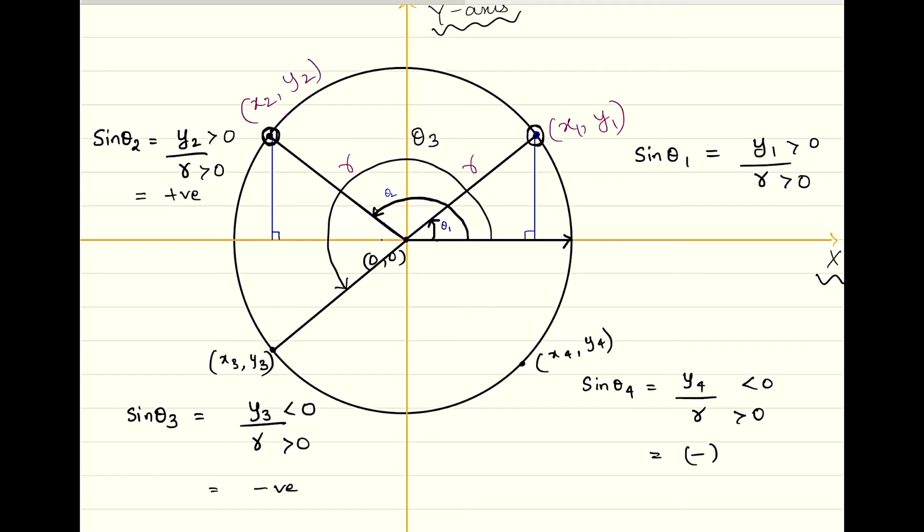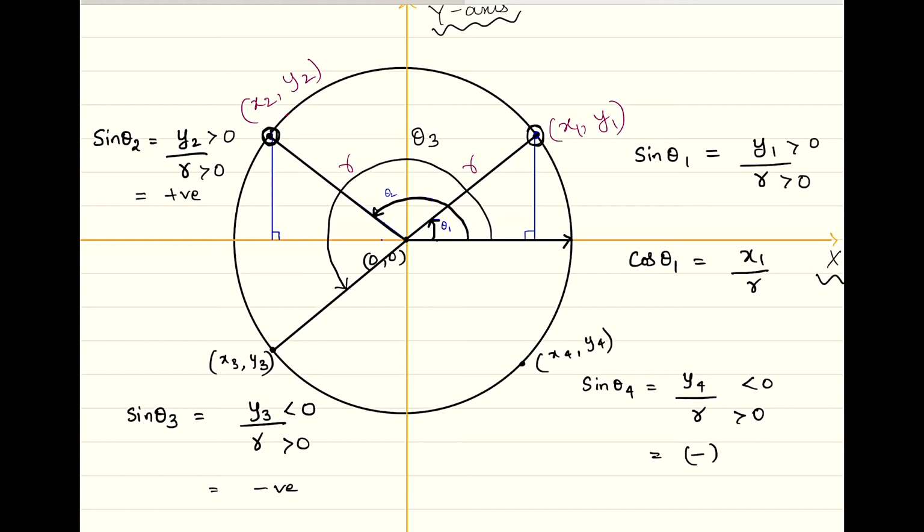Now let's define what is cos theta. Cos theta definition is very simple, very straightforward. Just like sin theta definition is y coordinate by radius, cos theta definition is x1 by r, the x coordinate by the point's distance from the origin. It's as simple as that.